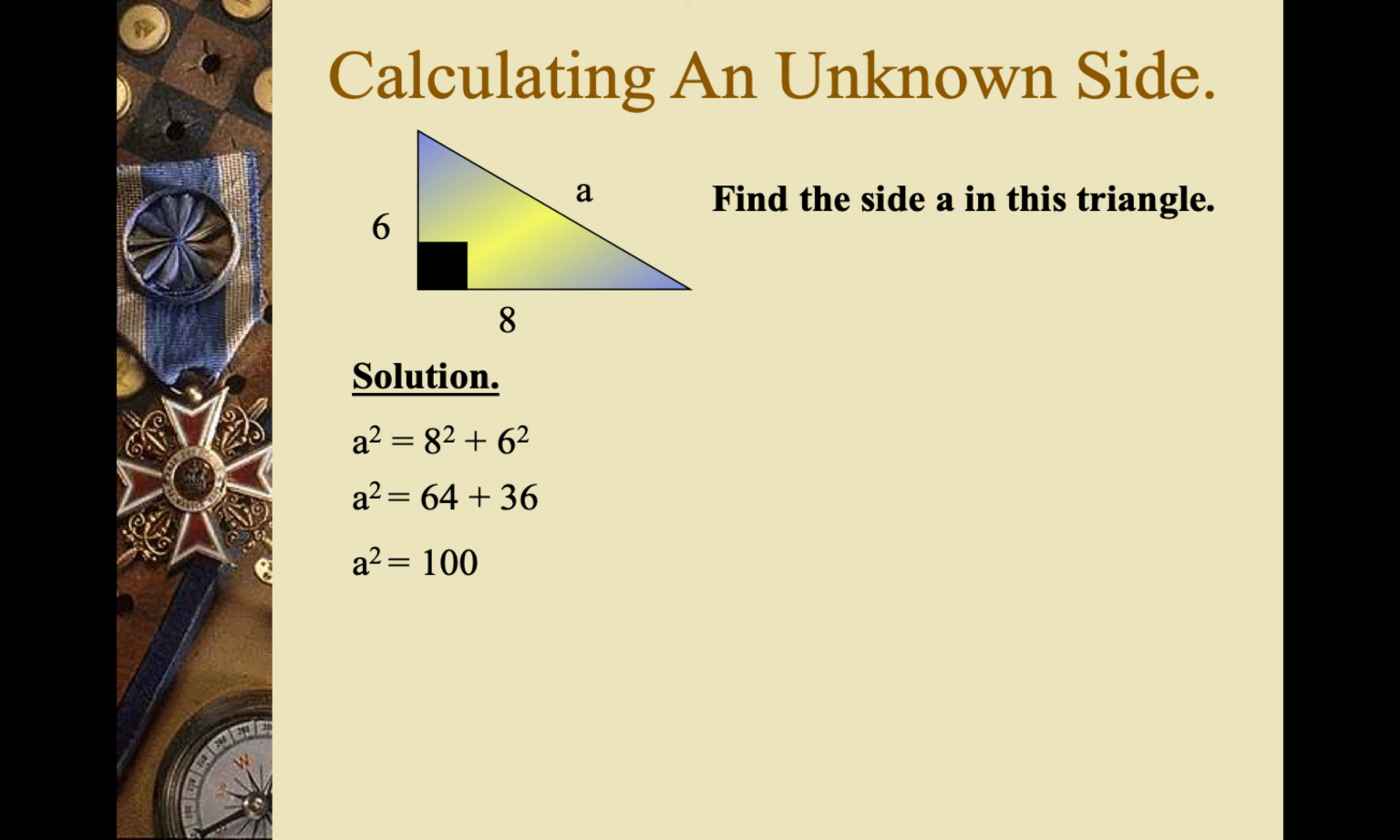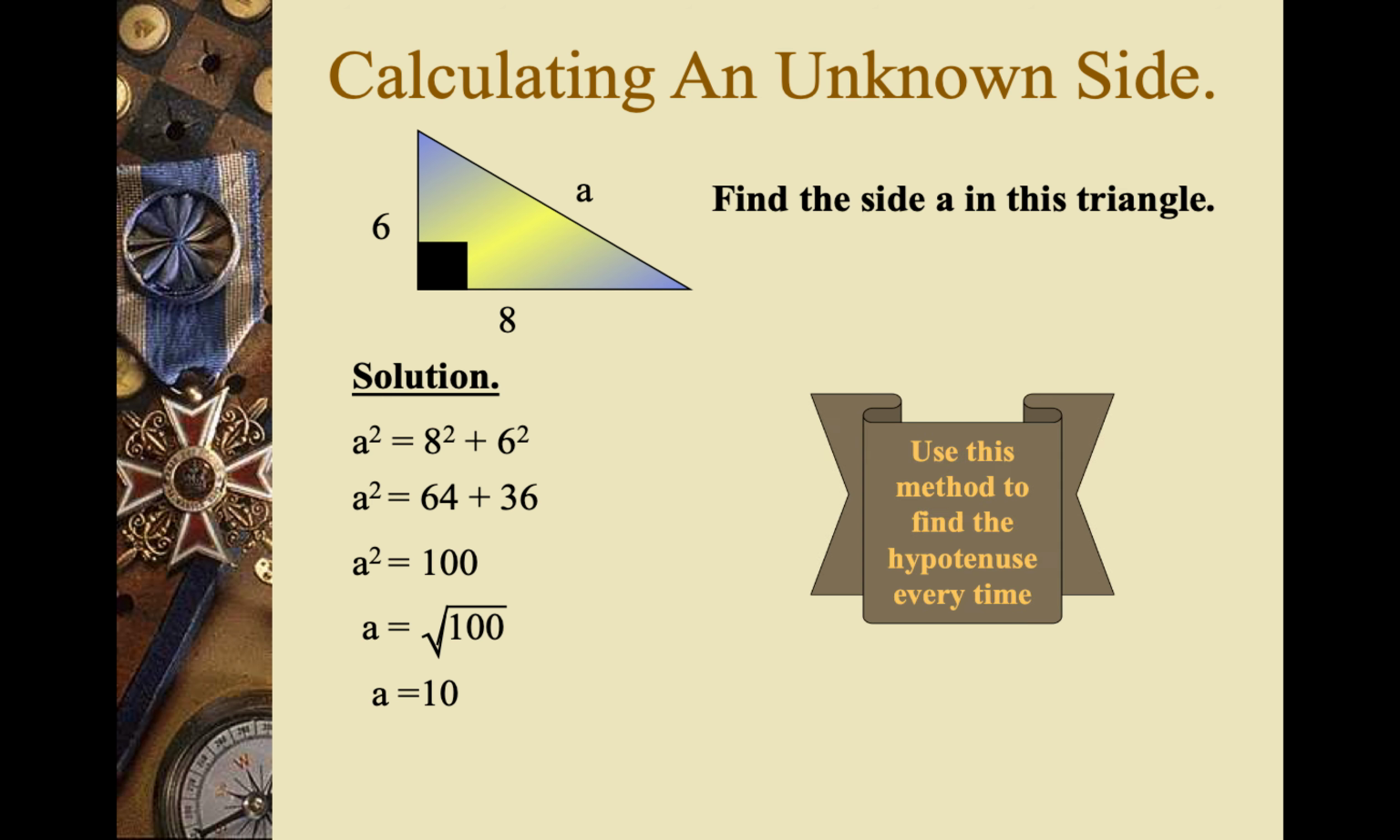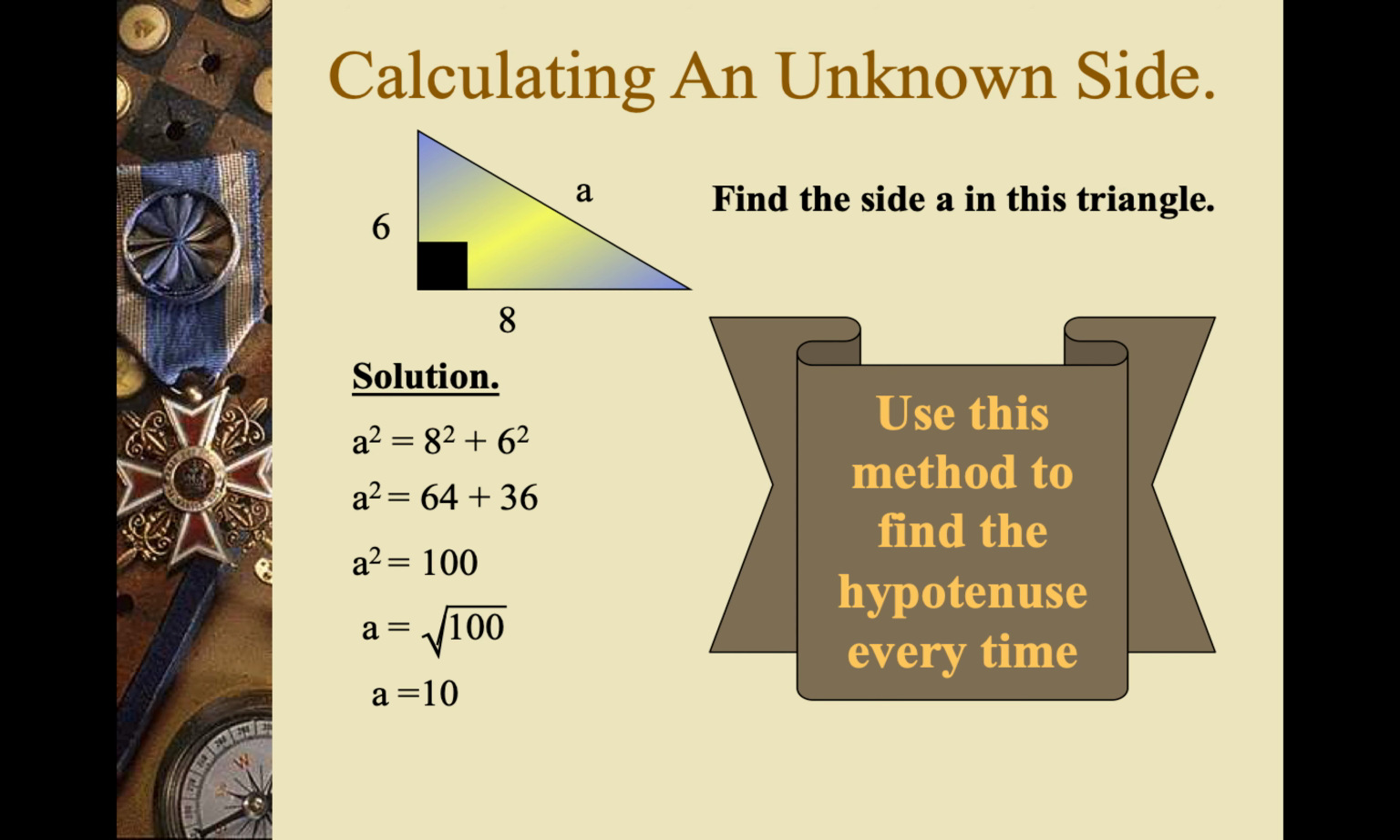So we need to undo the squared term. The side is not 100 units long. We need to take the square root of both sides, and that gives us a equals the square root of 100, which again you might know, or you might have to use your calculator. We know here that 10 times 10 is 100, so a is 10 units long. That's how we use Pythagoras' theorem. Okay, let's try out another one.